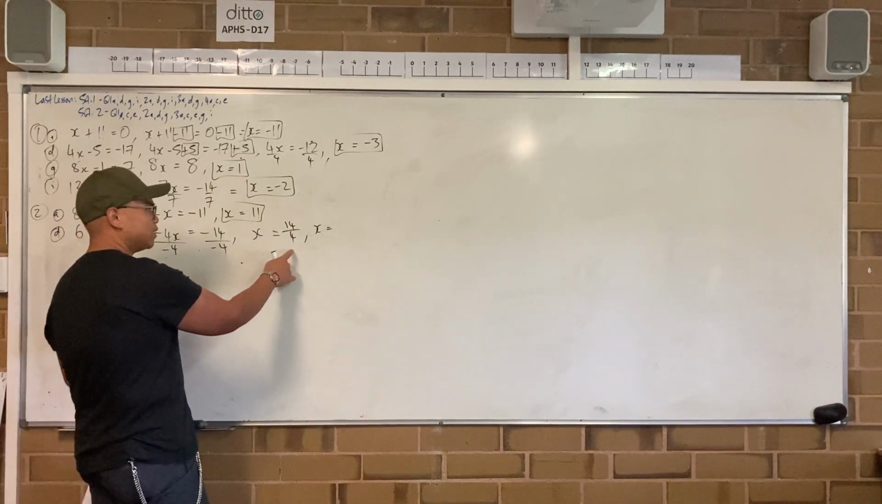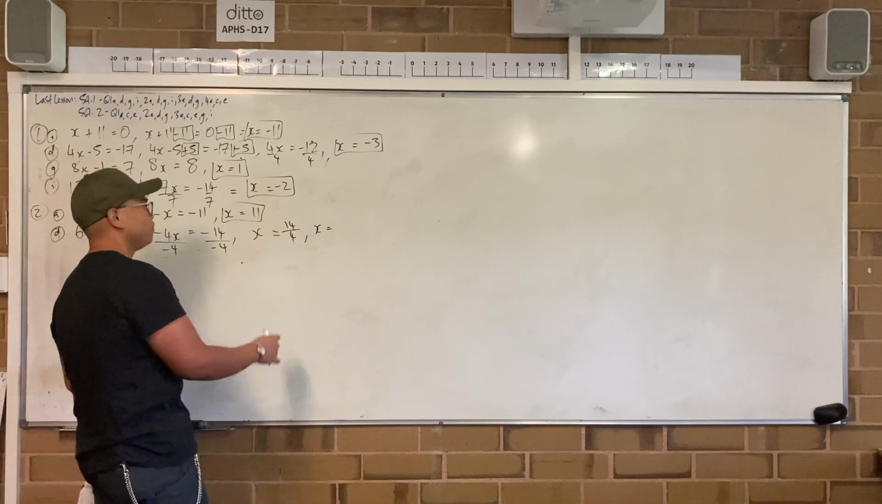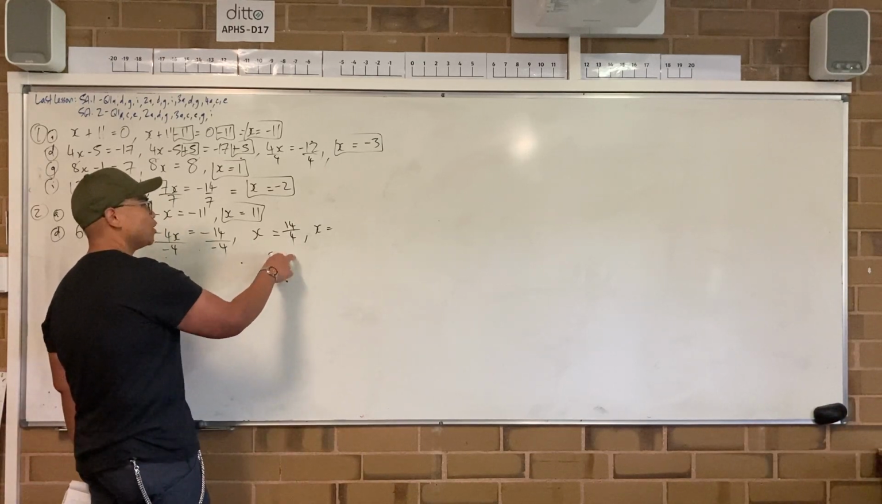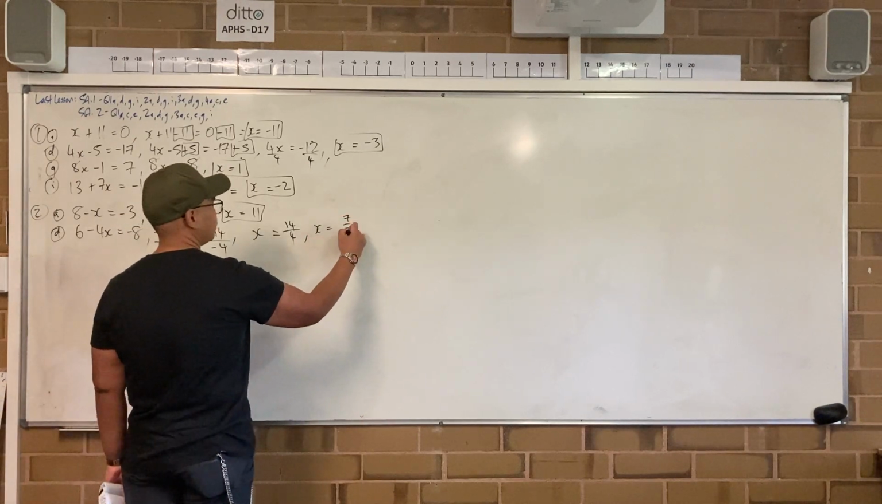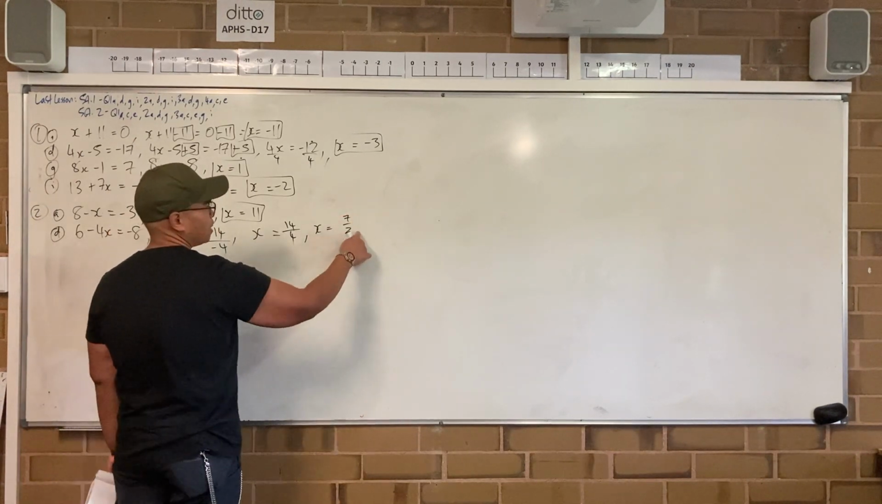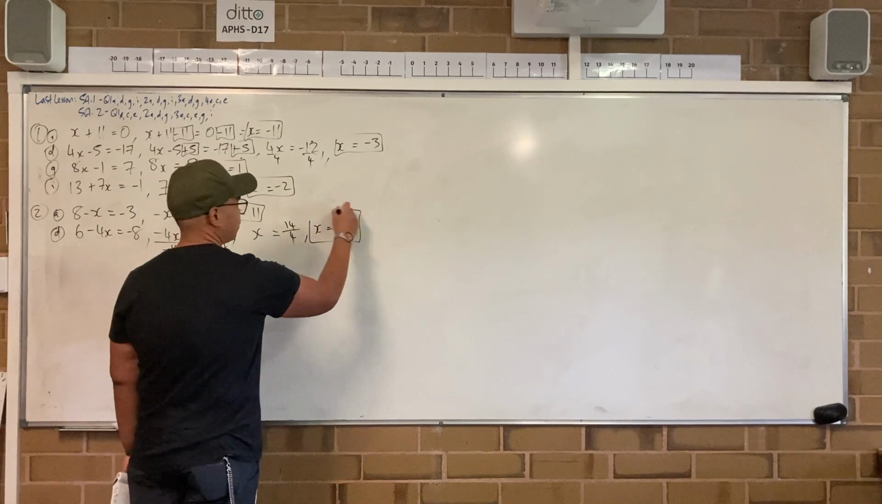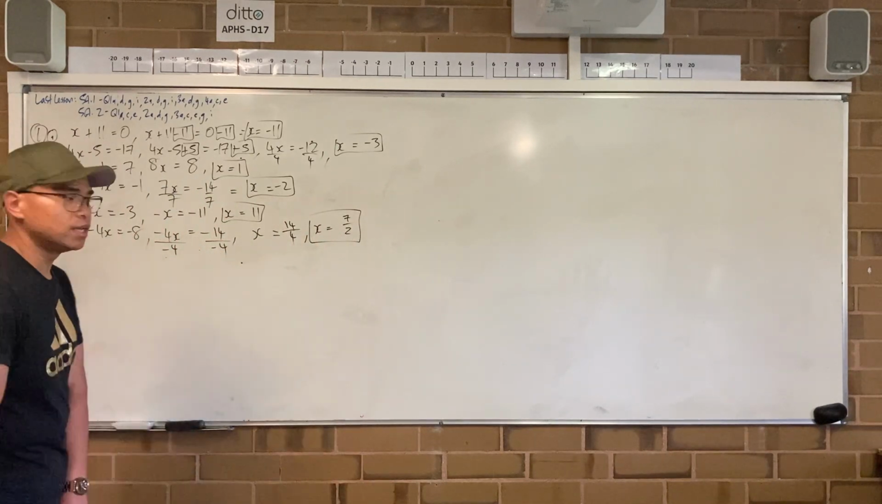Can this cancel down at all? Yeah. Yeah? What number goes into both of those 2? So if I divide everything by 2, it's going to be 7 on 2. Can this cancel down anymore? No. Because there's no number that goes into both 7 and 2, so I'll leave it.